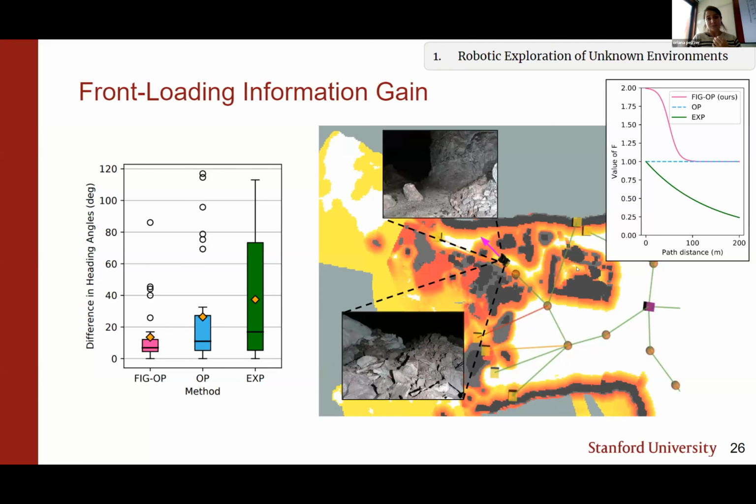To test that, we found a data set of a robot, this is Husky 2, exploring this big pile of rubble. This was really stress testing the perception algorithm, so the costs here were jumping around. We noticed that by discounting exponentially, we obtained a lot more differences in the consecutive heading angles of the robot as it explored. We really don't want this because it causes the robot to slow down and not be very efficient.